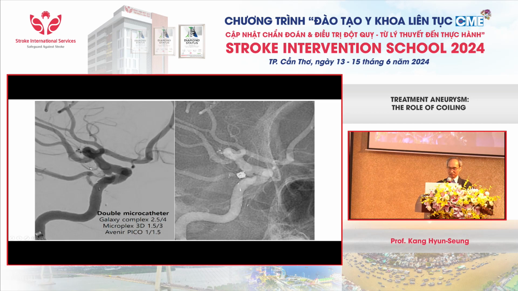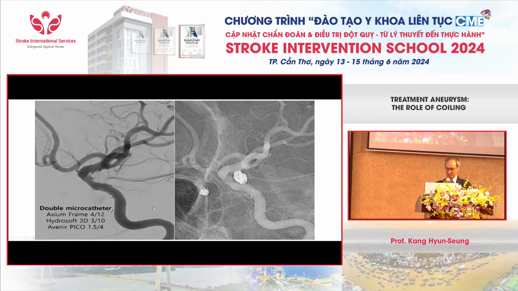And we treated the PComA aneurysm with a coil using the double microcatheter technique. We used various kinds of coils, starting from Galaxy, Microplex, and Avenir Pico, like this. On the other side, we also used the double microcatheter technique. And we mixed various kinds of coils: Axiom Frame, Hydrosoft, and Avenir Pico.